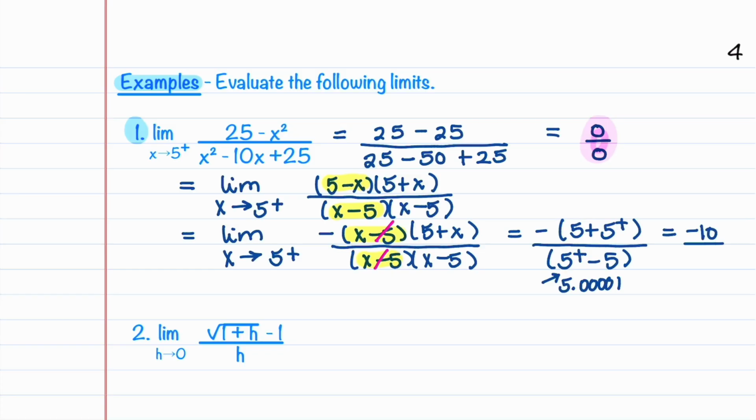So this is a number close to 0, but it's going to be positive. So we have a negative number divided by a really small number that's positive, and that's going to give us an answer of minus infinity. So our limit is equal to minus infinity.